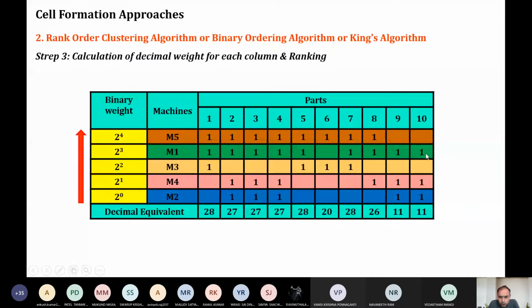Say for example, let's take part number 10. What is 2 power 3? 8. 2 power 1?